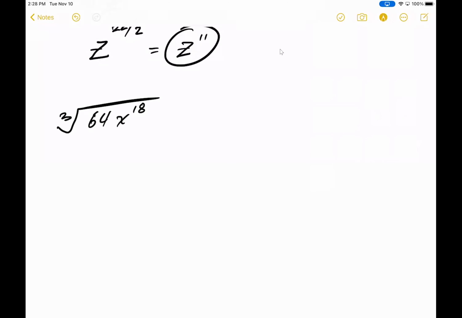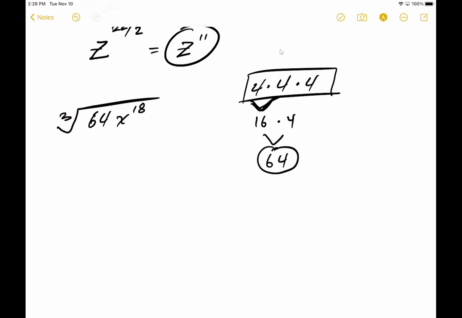And again, for now, you probably don't see the 64 as a perfect cube, but let me ask you this question. Do you agree that 4 times 4 is 16? And 16 times 4 will give me 64. And again, 64 is unique. 64 is a perfect cube. Why is it a perfect cube? Because 4 times 4 times 4, 3 times. That is where my perfect cube comes in. I have 3 of the same.